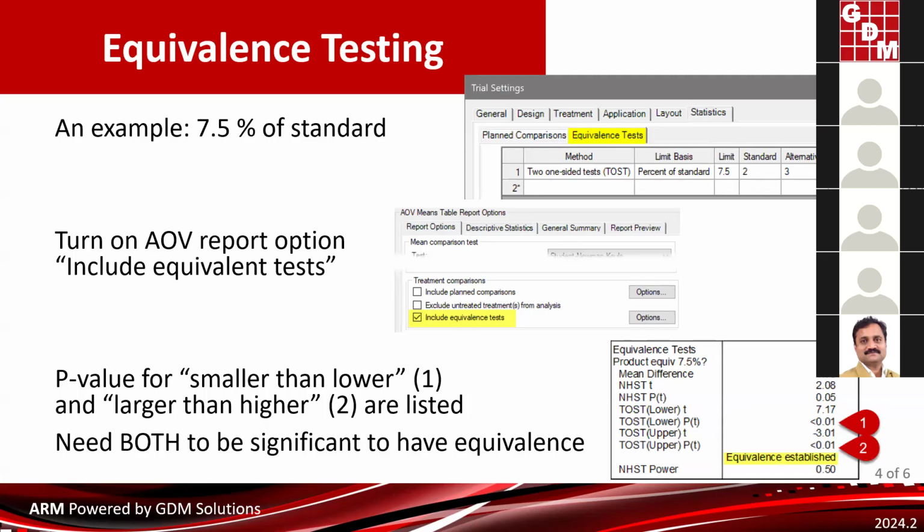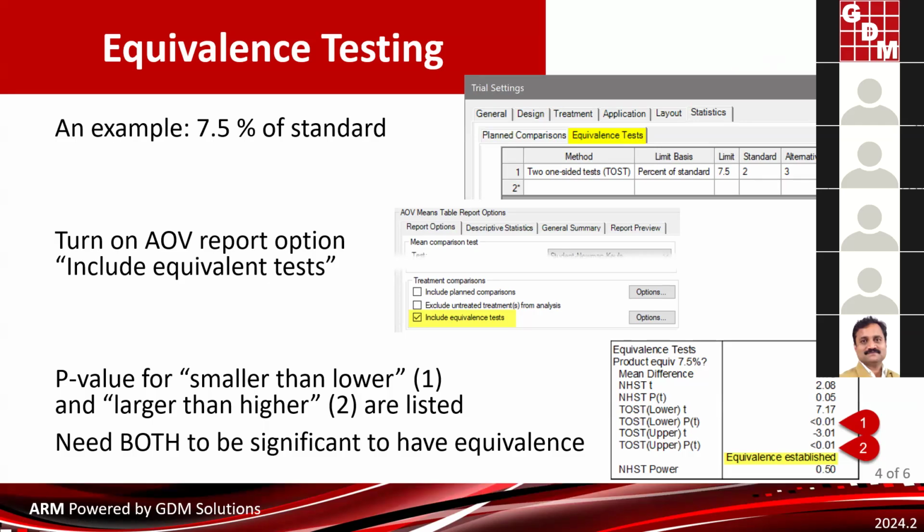So here's an example within ARM. Once again, we're in our trial settings or protocol settings on that new statistics tab. There's just a toggle instead of the plan comparisons. You can toggle over to equivalence tests. Kind of a similar structure in the fact that we have a table here where we can add different tests that we might want to perform.